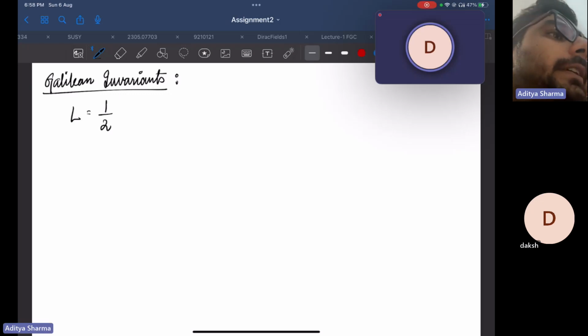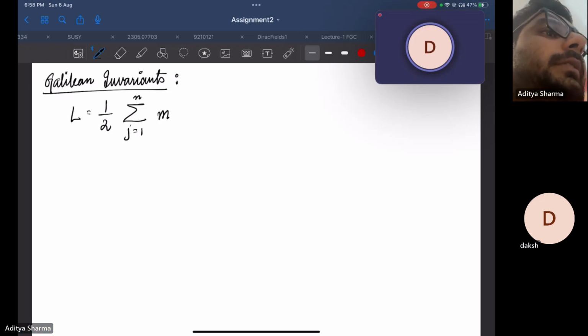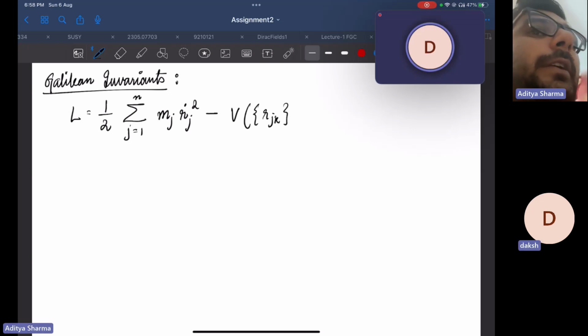Hey, Daksh, if you are there, take notes about this part. This is a very important thing, and this thing is not explained very properly. If you have any doubts, do ask.